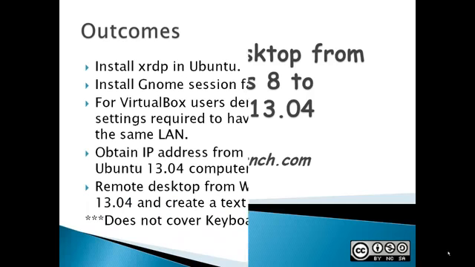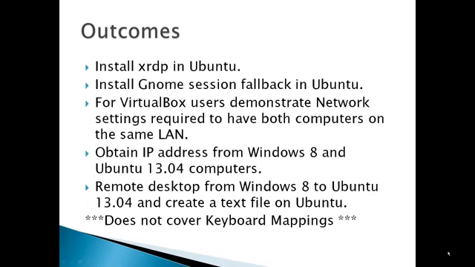to Ubuntu 13.04. The outcomes for this video include installing xrdp in Ubuntu, installing a Gnome-session-fallback in Ubuntu to work with xrdp. For VirtualBox users, demonstrate the network settings required to have both computers on the same LAN, or local area network. Also, how to obtain an IP address from Windows 8 and Ubuntu 13.04 computers. Although you can use computer names, if you don't have a name server at home, you can use IP addresses, and this eliminates one area that there could be some errors. Finally, remote desktop from Windows 8 to Ubuntu 13.04 and create a text file on Ubuntu in the Windows computer.